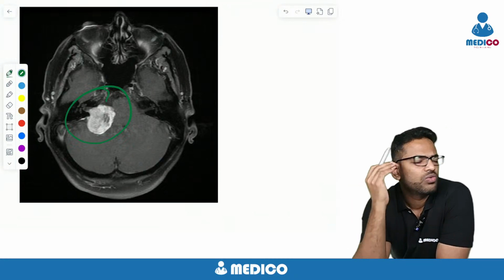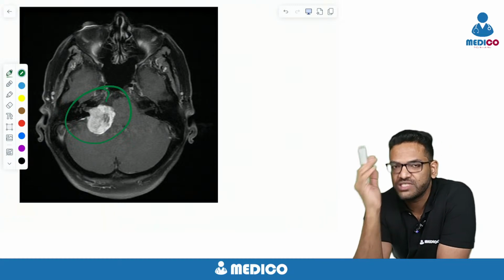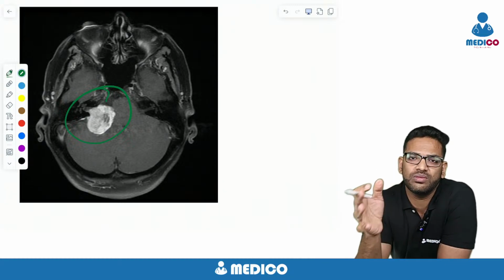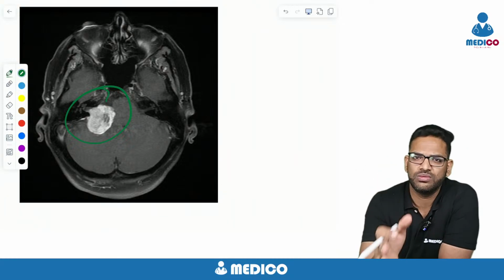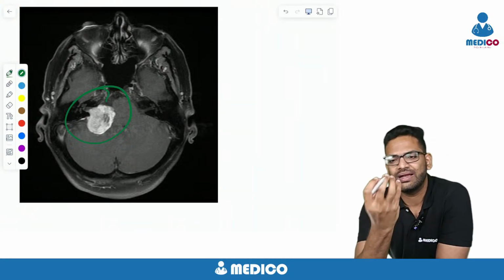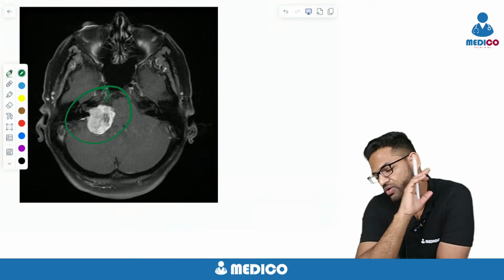Another MCQ: why do we use gadolinium? What is the physical principle? What's the physics behind using gadolinium? Short T1, short T1, short T1, right? It makes it bright. The computer analyzes short T1 as bright. All right, always remember this.